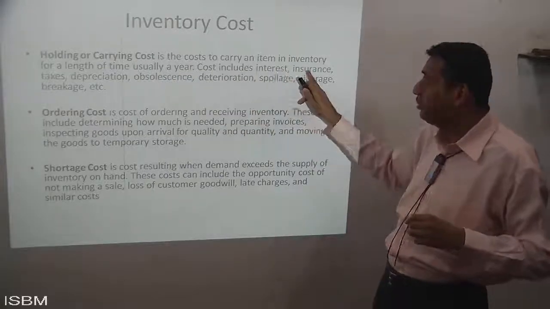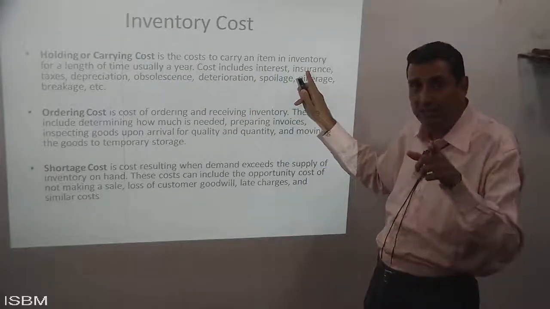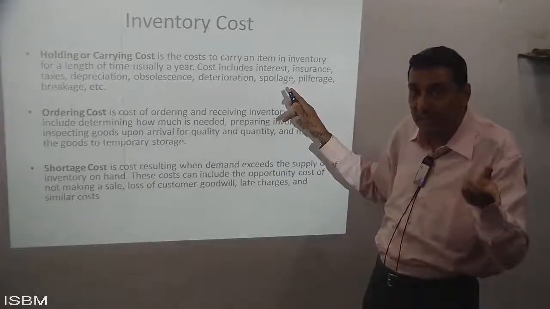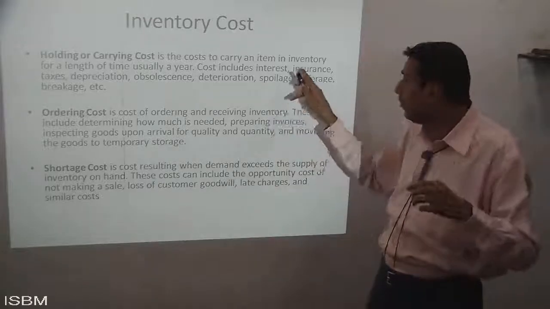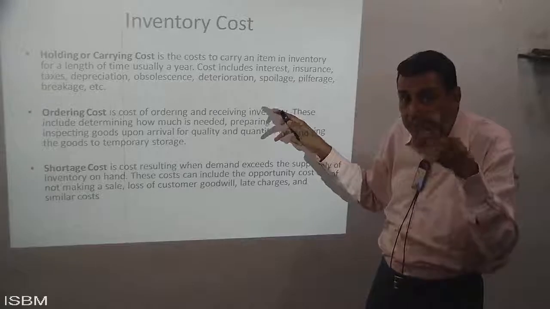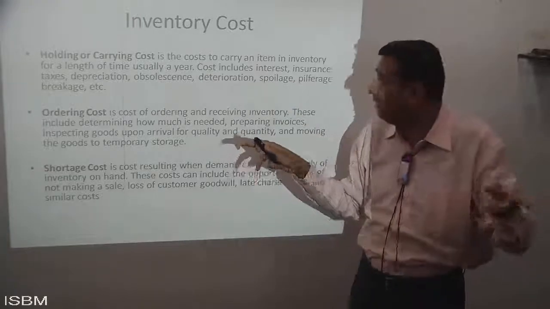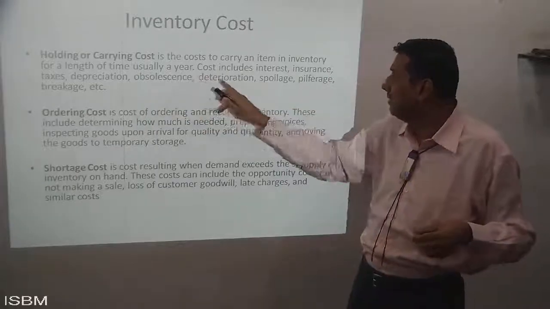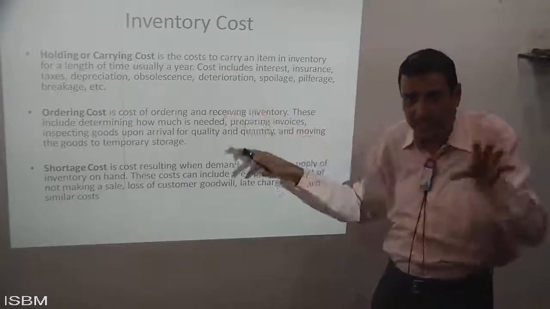Holding costs are interest and insurance, because you have to insure the raw material lying in the store. If something happens to the raw material, you may incur a huge loss, so you have to take insurance of that inventory. So it is a carrying cost. You are paying the premium to the insurance company for carrying that inventory. Then you are paying taxes, depreciation, obsolescence, deterioration. These are the costs associated with holding the inventory.